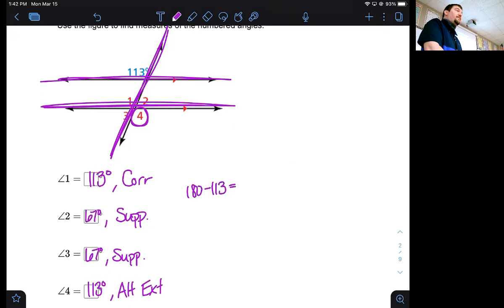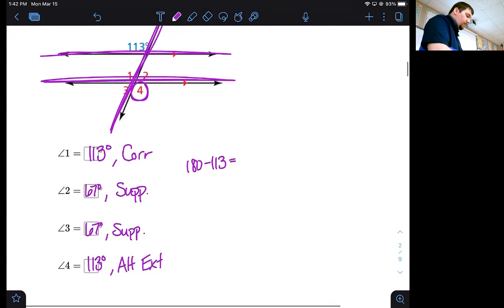Yeah, if you haven't been writing the relationship, make sure you write that down. Because if you only put the angle measure on the quiz tomorrow, you only get half the point. It's going to ask you for both.